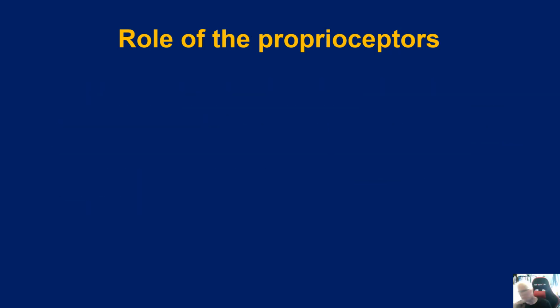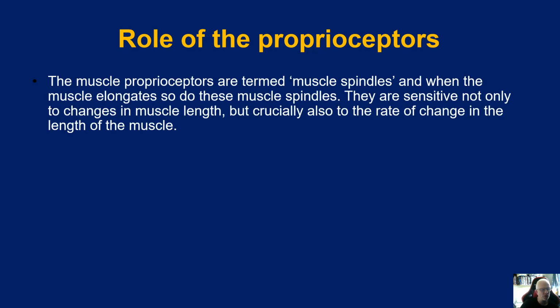Now, in order for this to all operate, we have to recognize, if we think about it very logically, that there's a point beyond which a muscle can't stretch, and therefore a point beyond which a joint cannot articulate. The control of that is through what we call proprioception and the role of the proprioceptors. They are termed muscle spindles, and they play a significant role, particularly when the muscle is in a state of elongation.